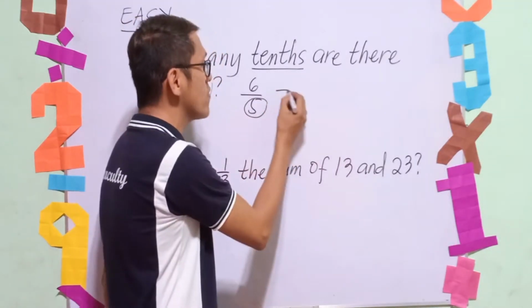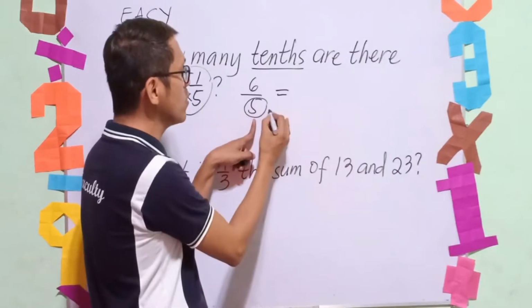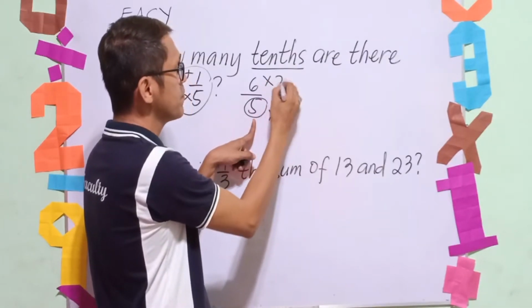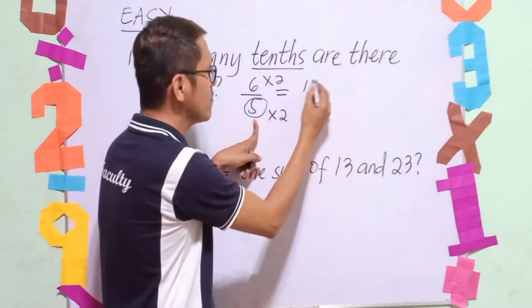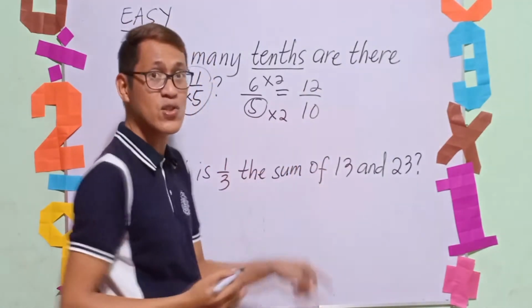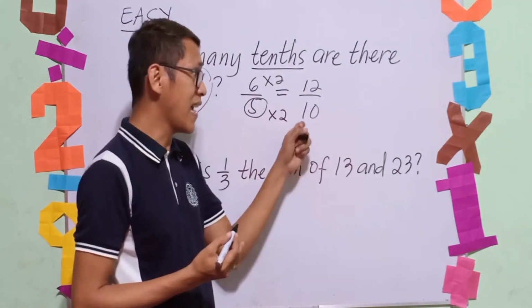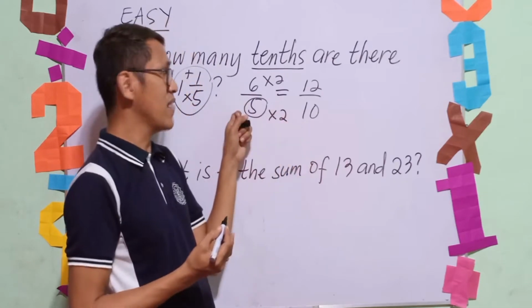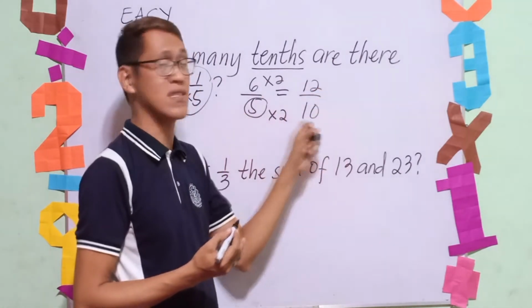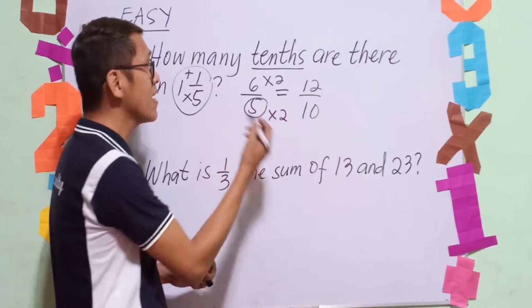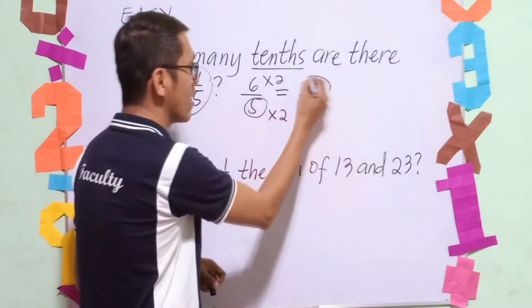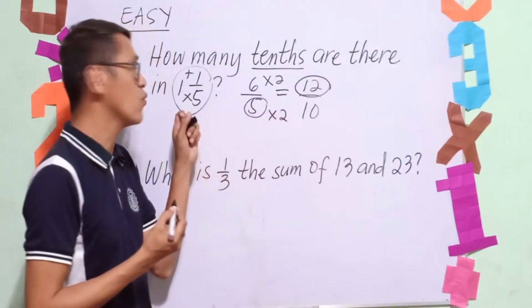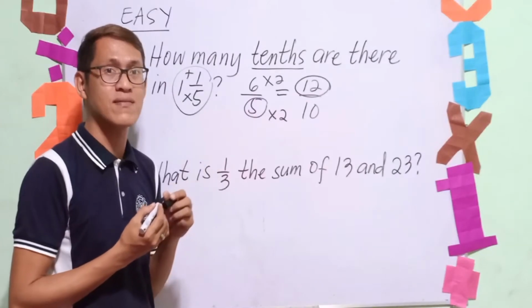Get its equivalent fraction. If I multiply this by 2, I'll get 12/10 or 12 tenths. So again, 6/5 is the same as 12 tenths. So the answer here is 12. There are 12 tenths in 1 and 1/5.